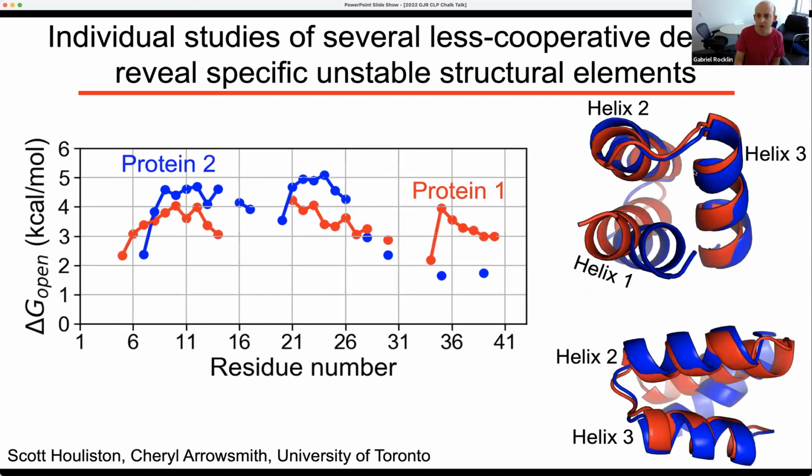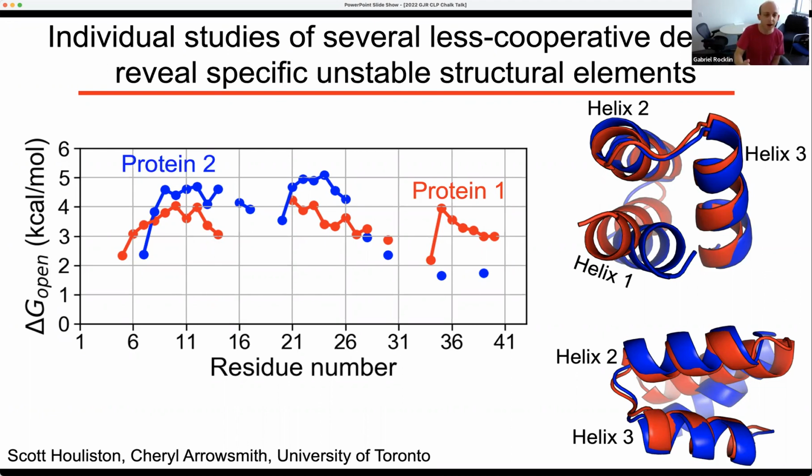These 2 proteins both form 3 helical bundles. We actually solved the NMR structures of these 2 proteins, so we know exactly how they fold. They both fold into these 3 helical proteins just as they were designed to. They're a little bit different in the orientation of helix 1. And here I'm showing the opening energy at each residue from the N terminus to the C terminus.